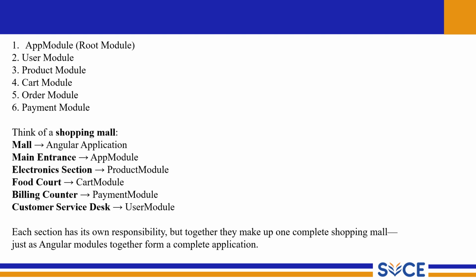And then the fourth one is cart module. It contains add to cart, remove item, wish list and then update quantity. In real time, it stores the products selected by the customer. And then the fifth one is order module. Order module contains place order, order history, order tracking and then cancel order. In real time, it manages everything related to the customer's order.